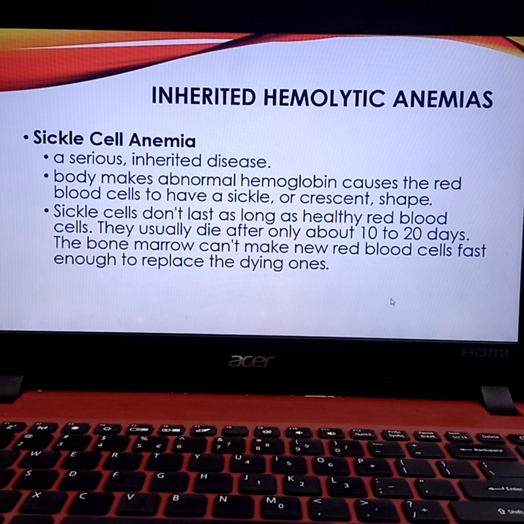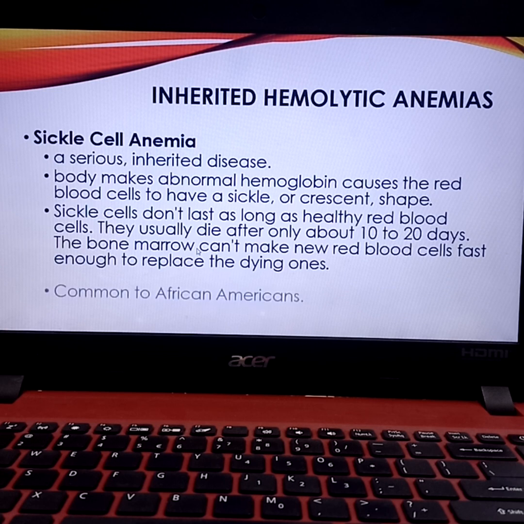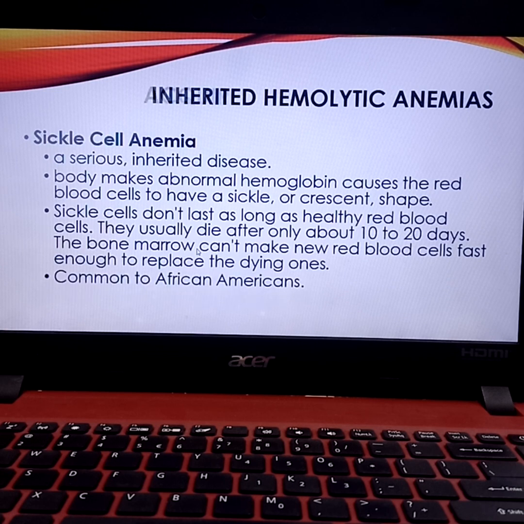And since the anemia is due to the sickling, or due to the problem in the shape and structure of the red blood cell, that is why we call this condition sickle cell anemia, and it is common in people of African American descent. Okay, I hope that is clear with your sickle cell anemia.